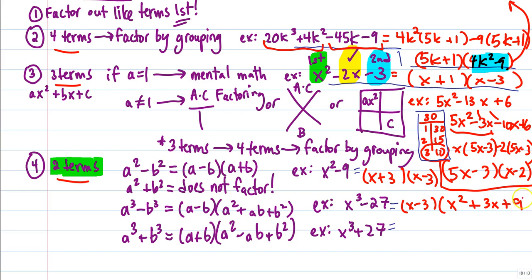3 squared is 9. What if it's a plus? This one is factorable. A plus b, so x plus 3. A squared, x squared, minus ab, minus 3x, always positive, plus b squared is 9.